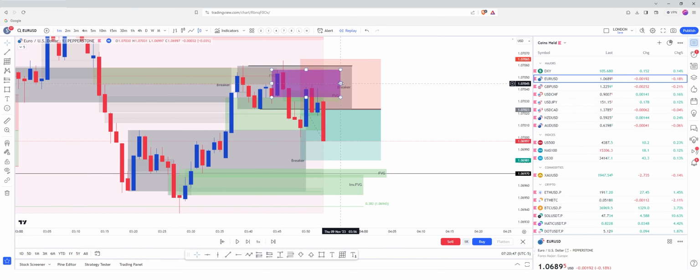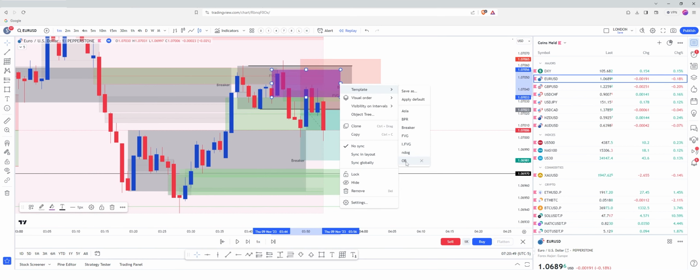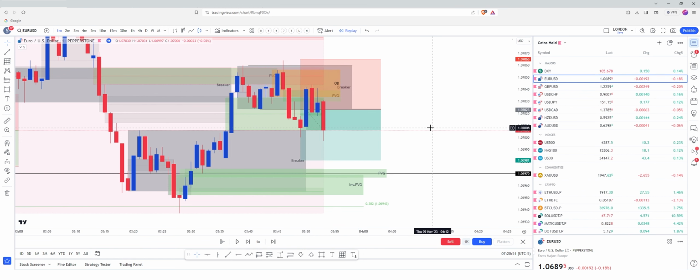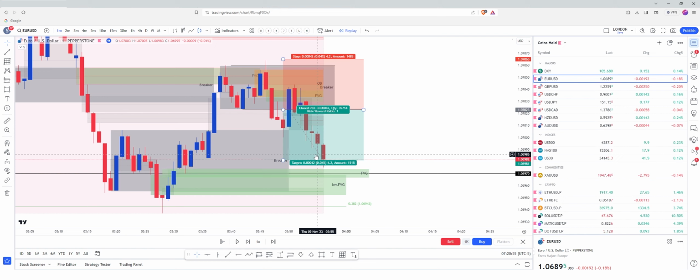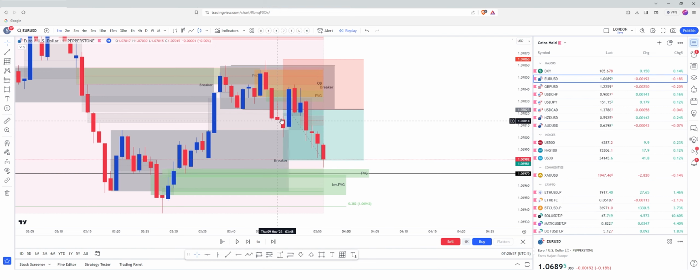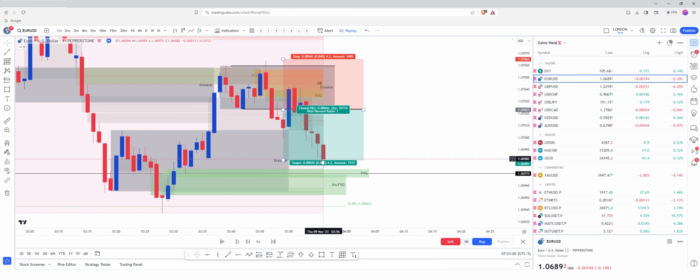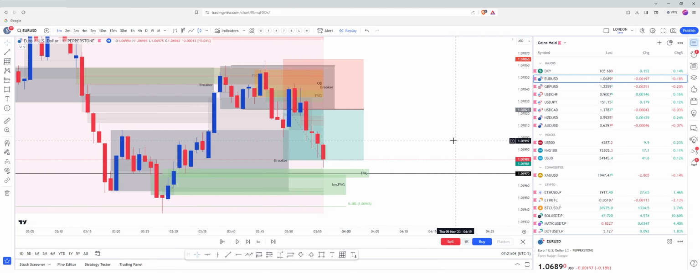And then price aggressively moves away from that order block, which is inside the breaker, inside the fair value gap, to take our first take profit very, very quickly. So essentially very little drawdown, and then 5 minutes later we are risk-free on that particular trade.